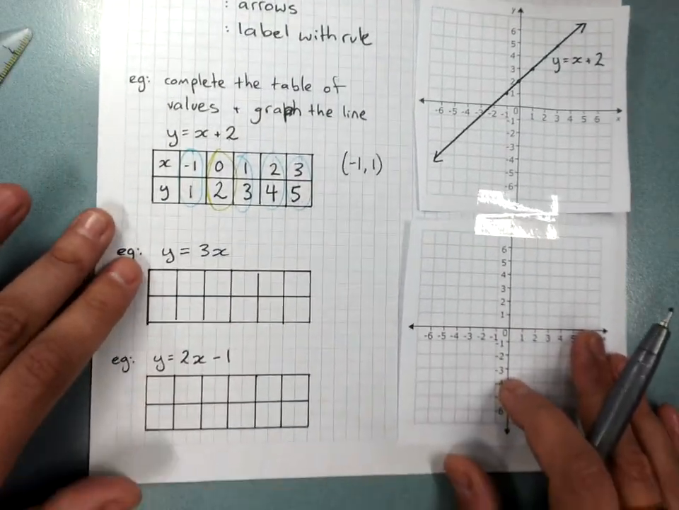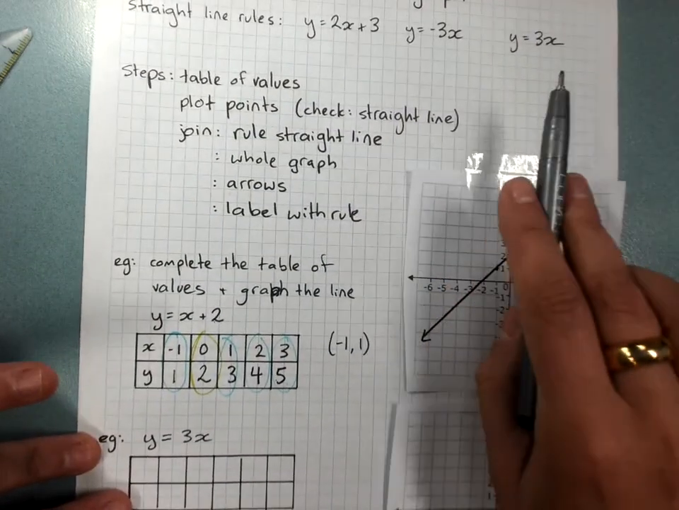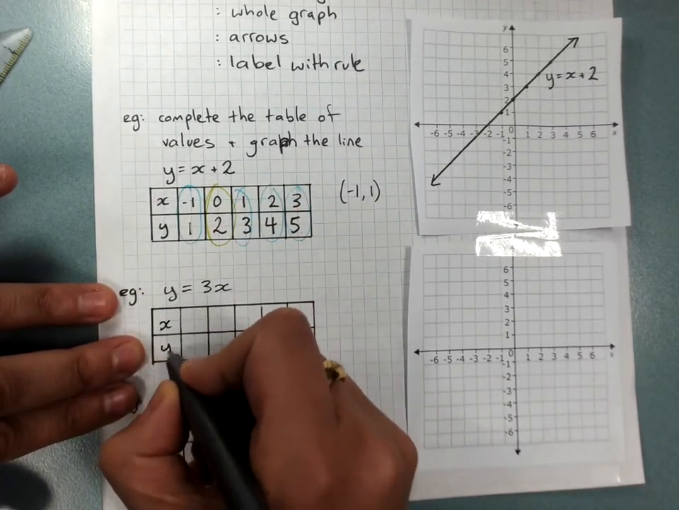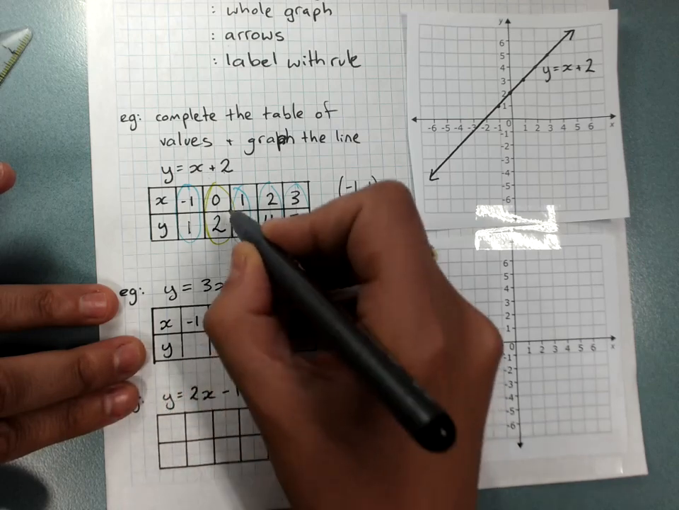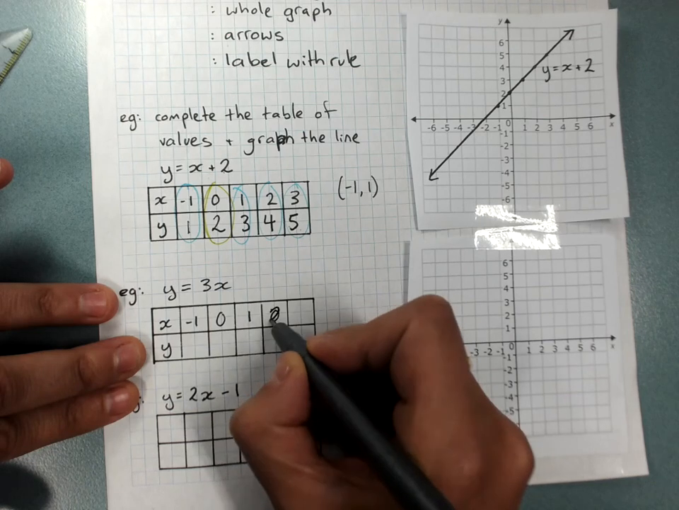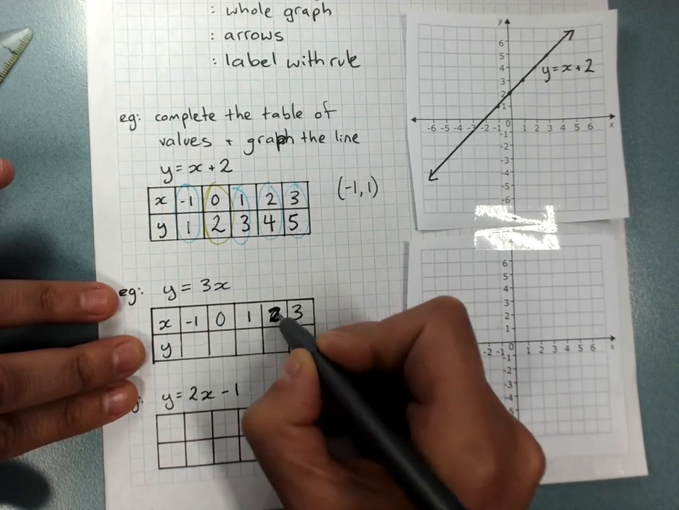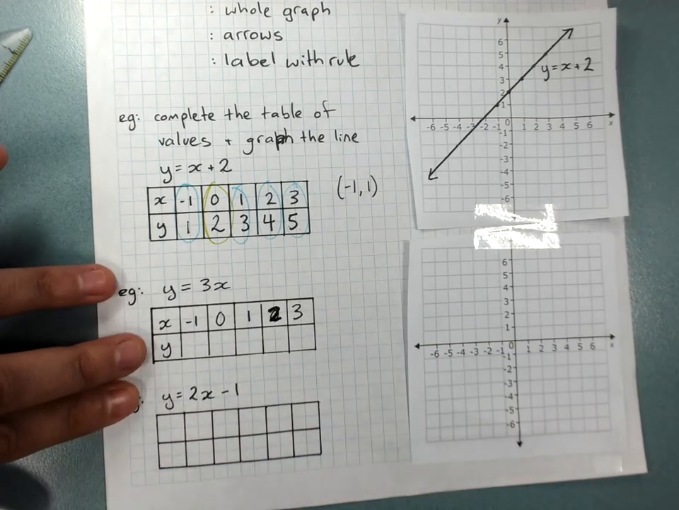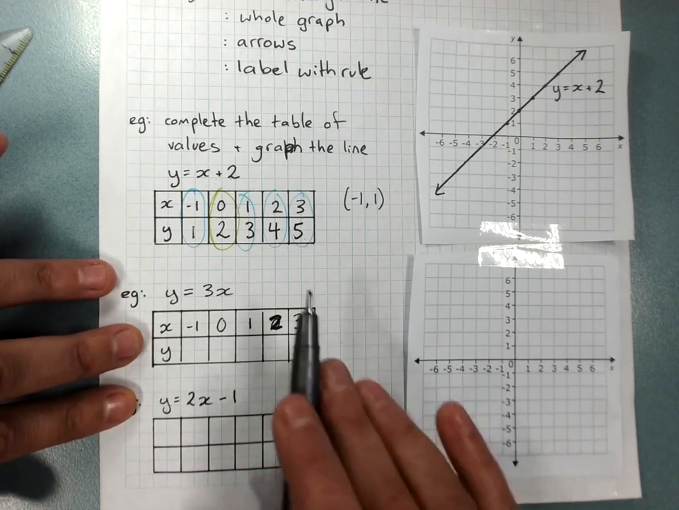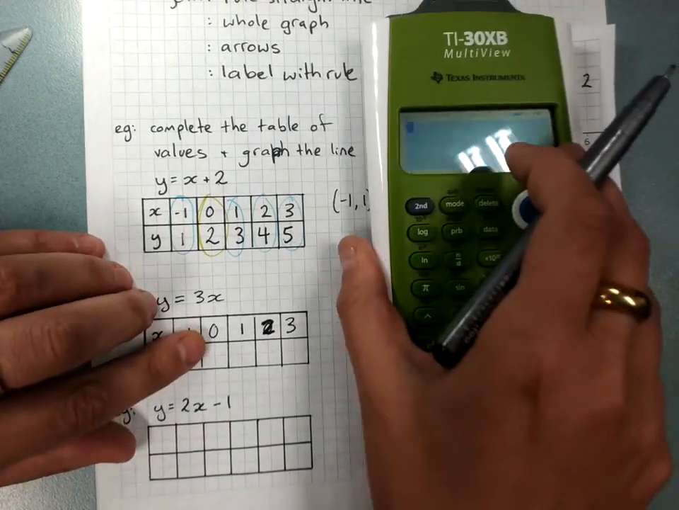We'll do another one. Y equals 3x. This is our homework question. Table of values has x and y, and different values of x. Now really we only need 3 points. You can get away with 2, but 3 is much safer. But most of our table of values will go -1 up to 3. So use your calculator if you want, if you're feeling uncertain.